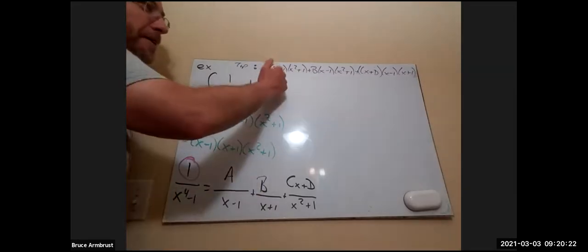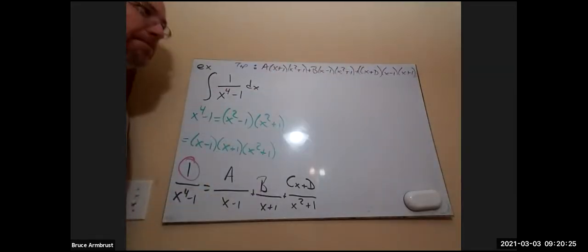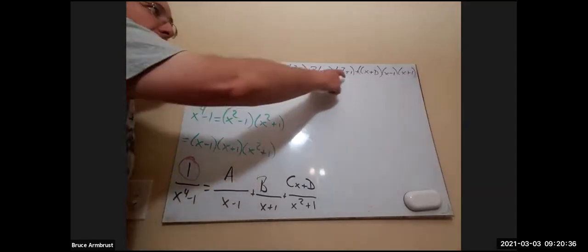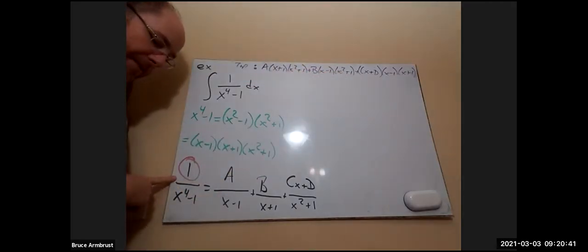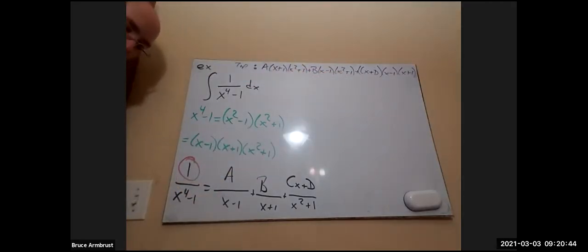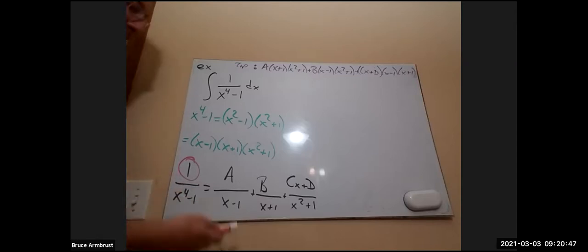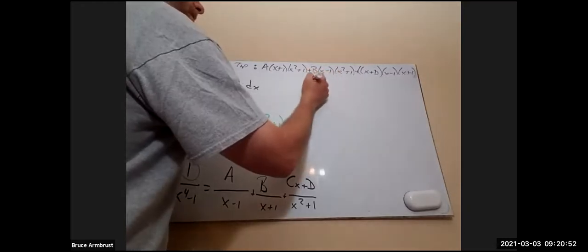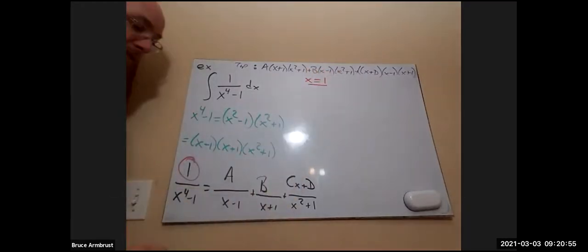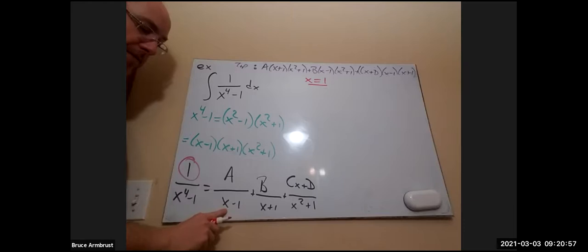And now we're going to figure out what A, B, C, and D are by plugging in numbers for x. We're going to set whatever this thing is, when we plug those x values in, equal to the top of the other fraction. I have a bunch of choices for what to plug in for x, but I'm going to start with x equals 1. I'm choosing x equals 1 because it's the 0 of the first factor.